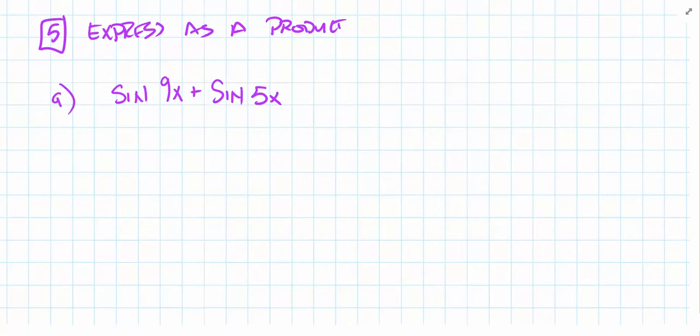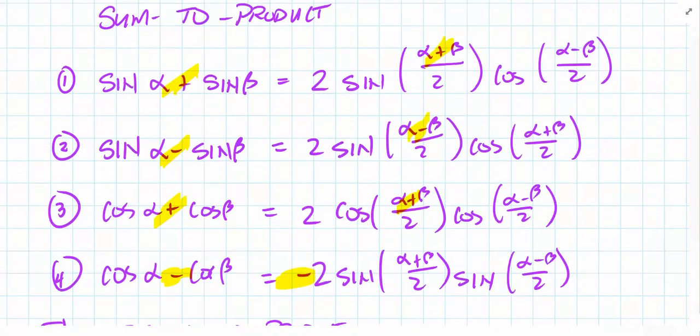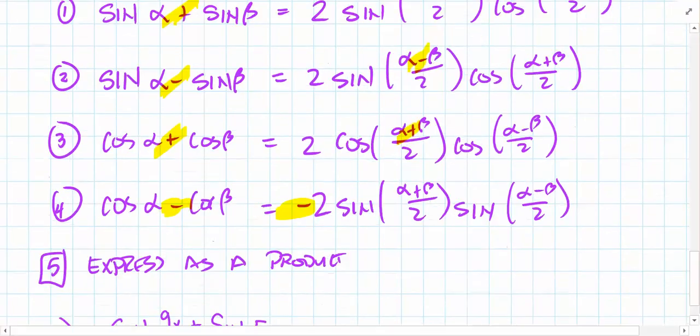All right, directions here. Express as a product. So we have a sum. We have sine 9x plus the sine of 5x, and we want to express this as a product. So which form are we going to use? We have the sine of 9x plus the sine of 5x. The first one, second one, third one? First one. Very good. Okay.